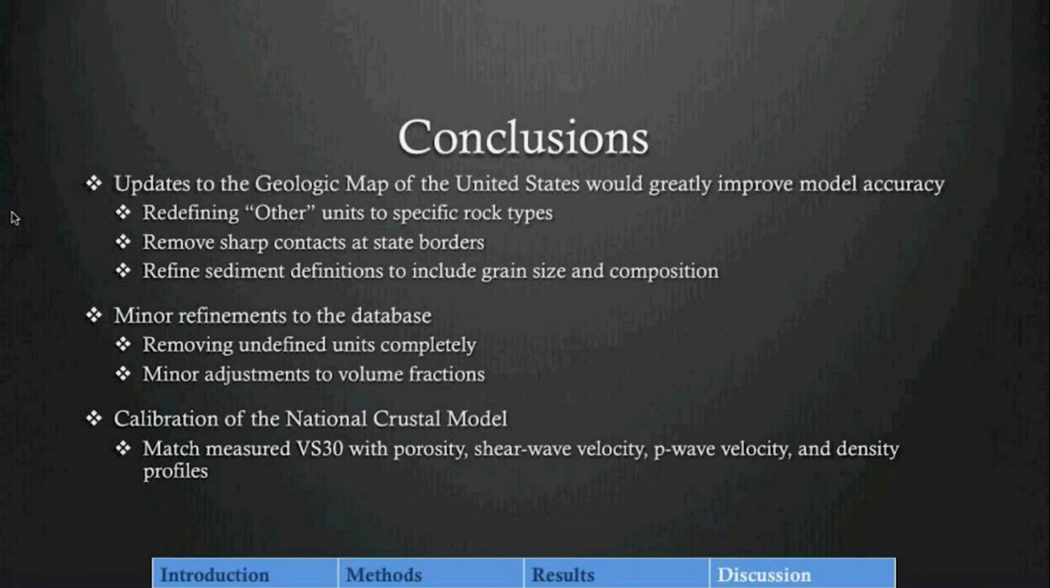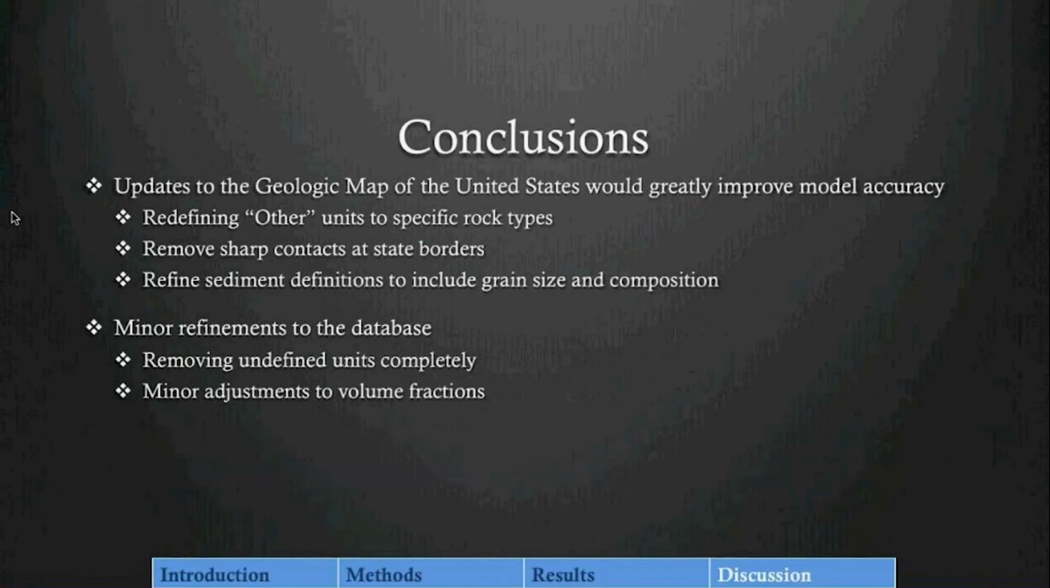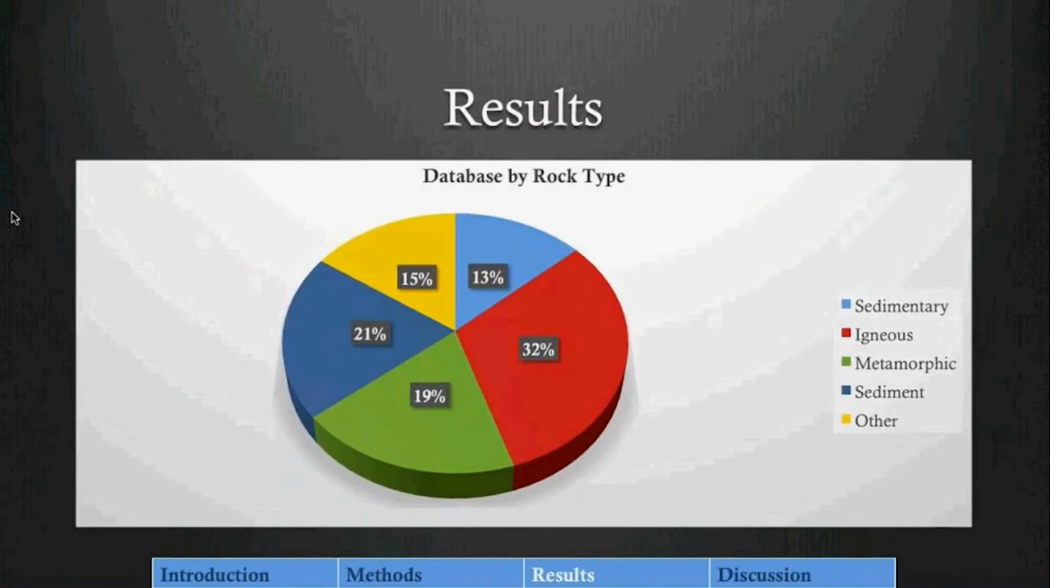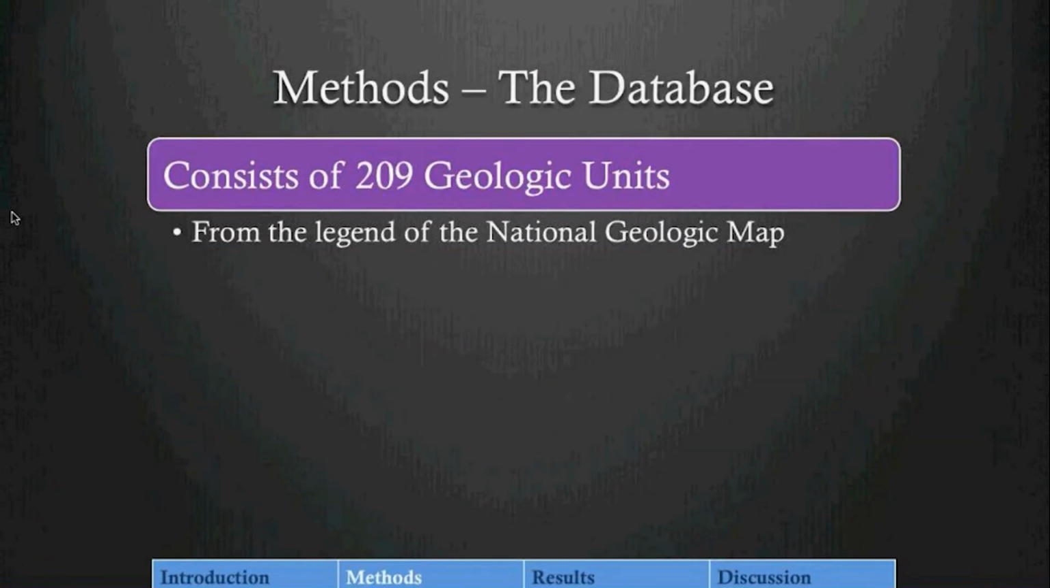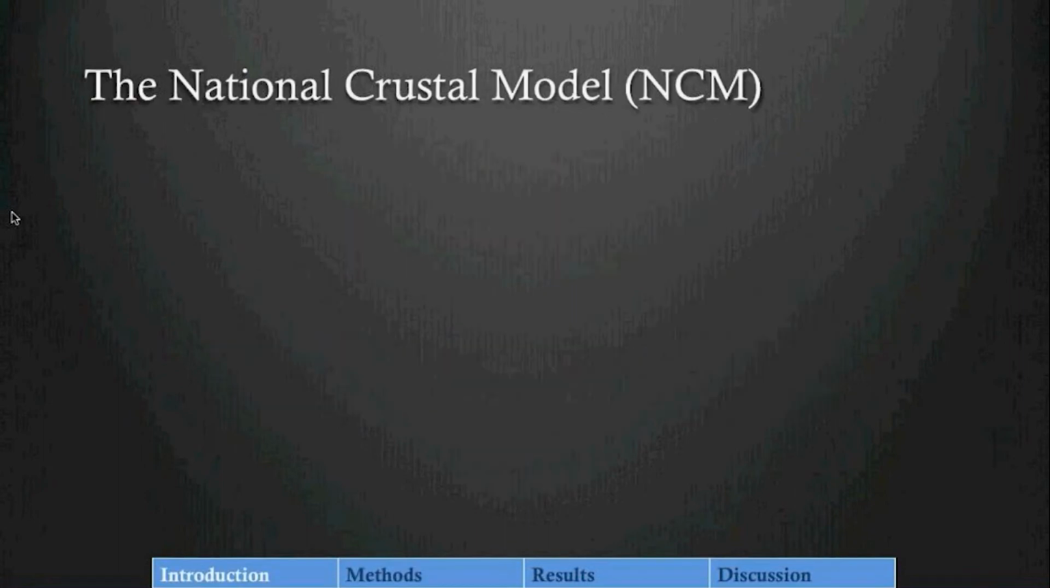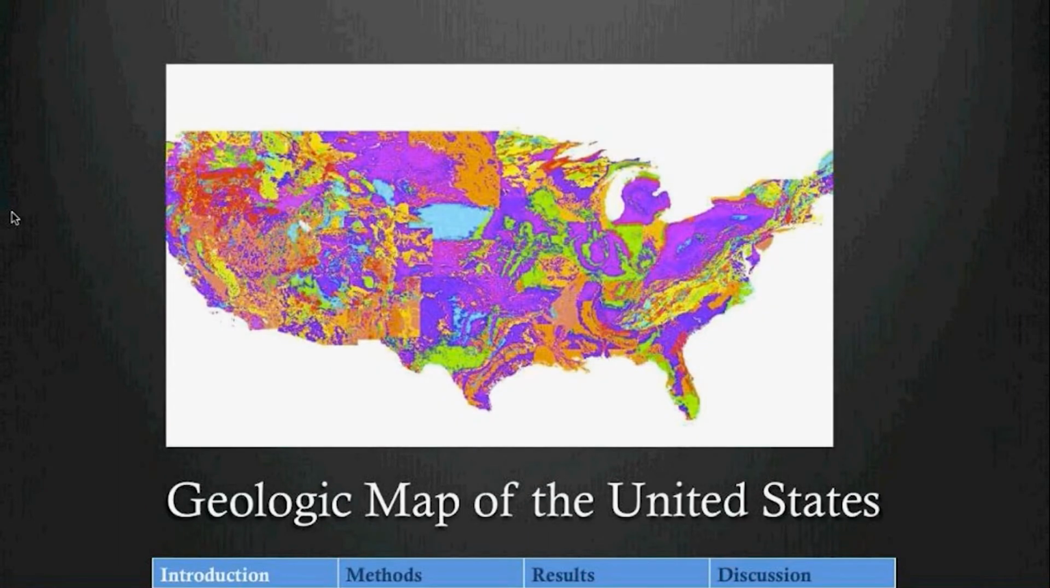For removing the sharp contacts at state borders, is that referring to when you showed that map of the whole Crustal model? I noticed that at the state line you could just see the state line, like New Mexico to Texas and Colorado and stuff. So how does that happen?